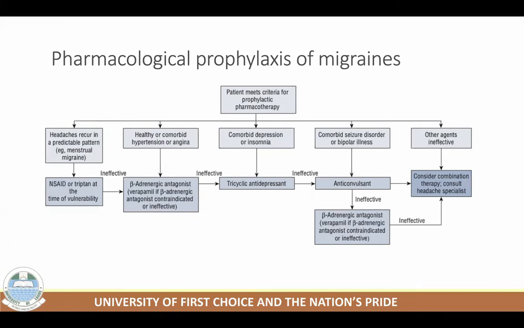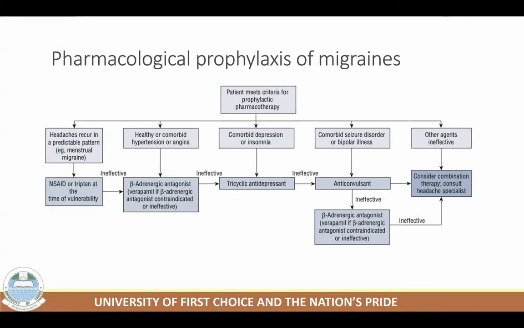Prophylactic therapy is usually administered daily to reduce the frequency, severity, and duration of attacks, and to increase the responsiveness to acute therapy. So, for example, patients who use prophylaxis may require smaller doses of their reliever medicines. So they will need lower doses of their reliever medicines.